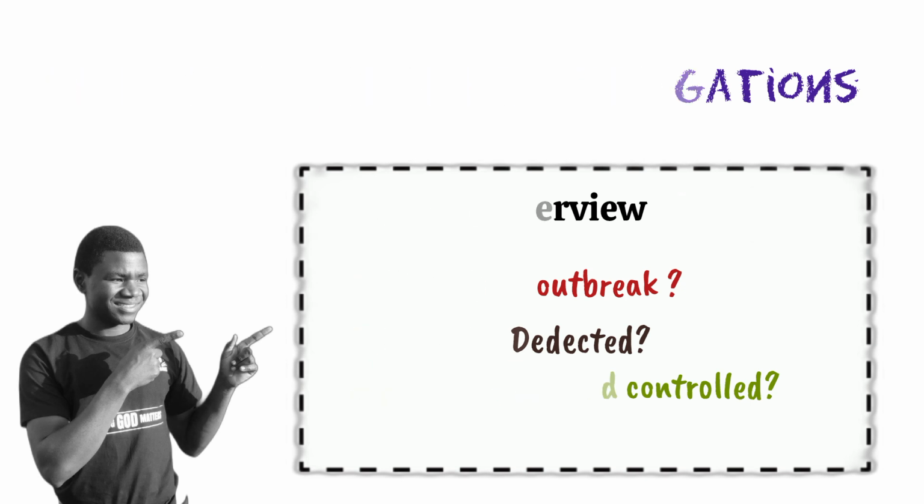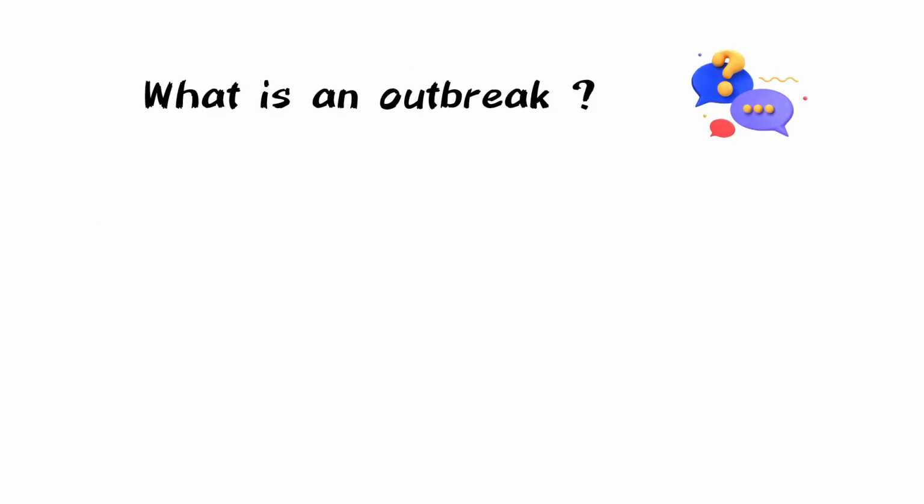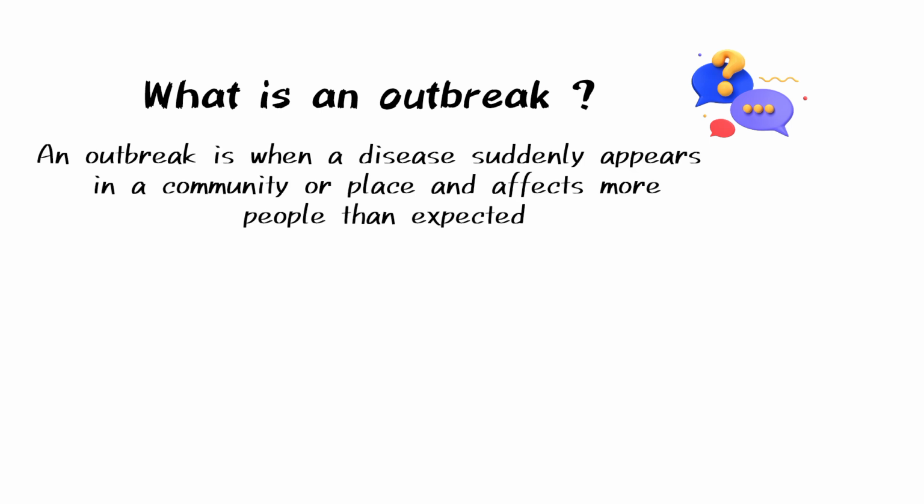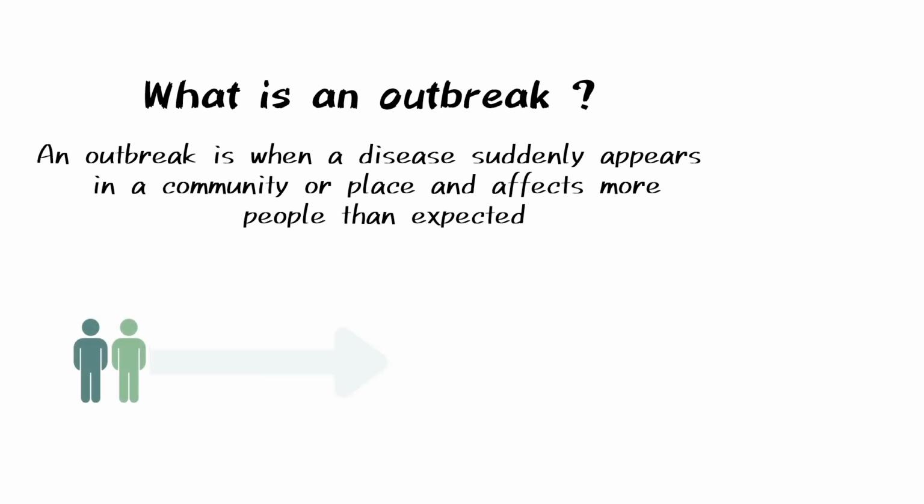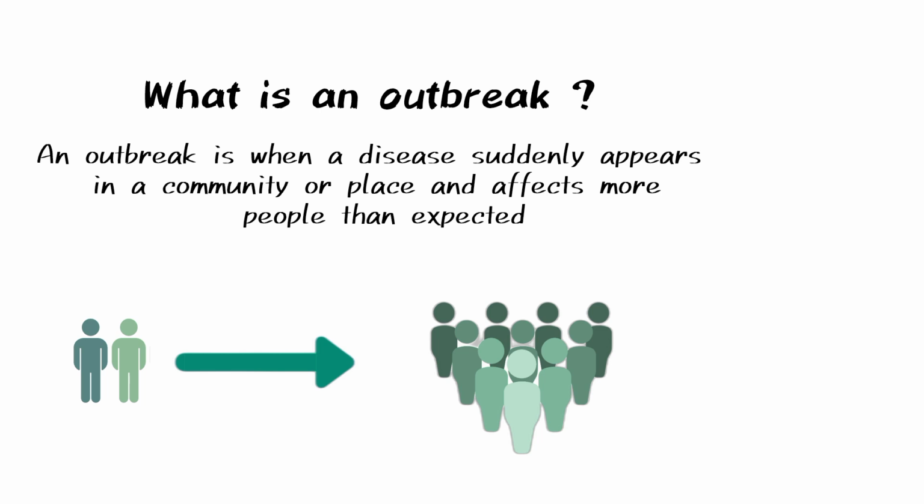First of all, what is an outbreak? An outbreak happens when there are more cases of illness than what is normally expected in a population in a specific place and at a specific time. For example, if normally a clinic sees 2 cases of measles in a month, but suddenly sees 10 cases in a week, that is an outbreak. The words outbreak and epidemic are sometimes used to mean the same thing.